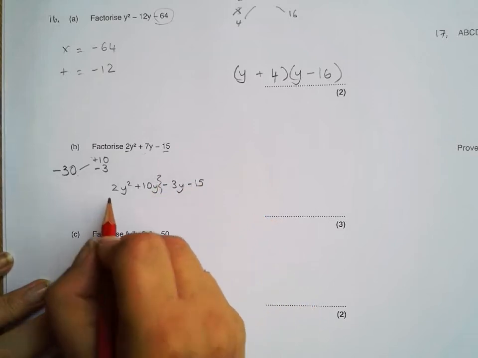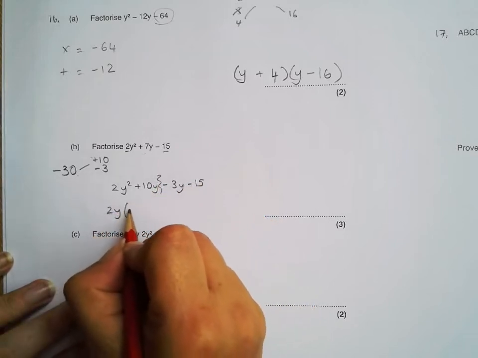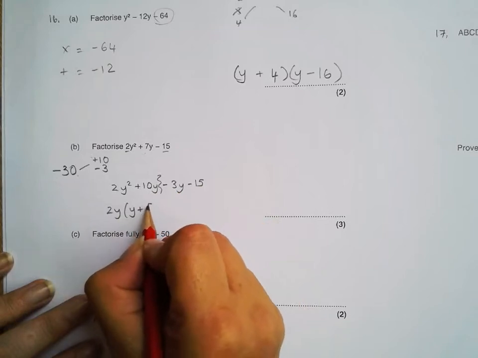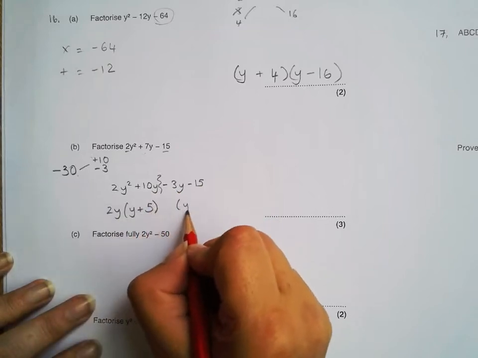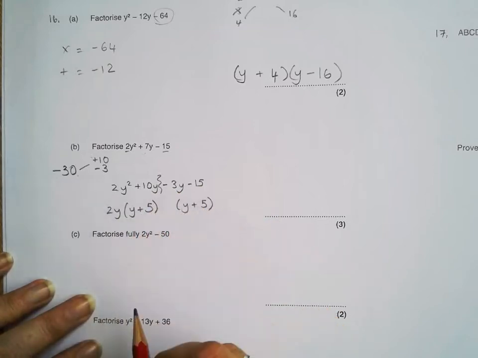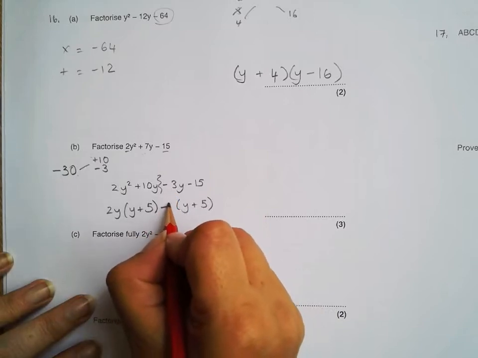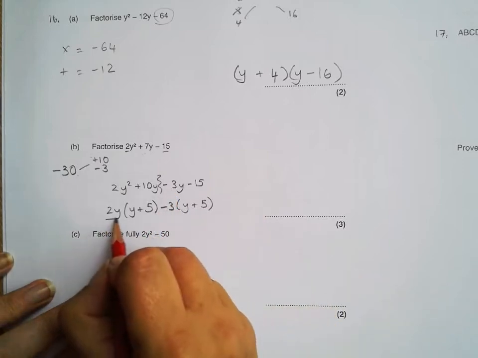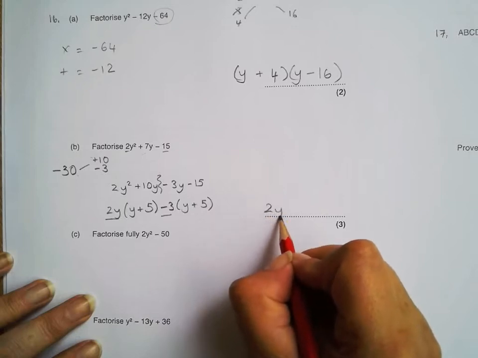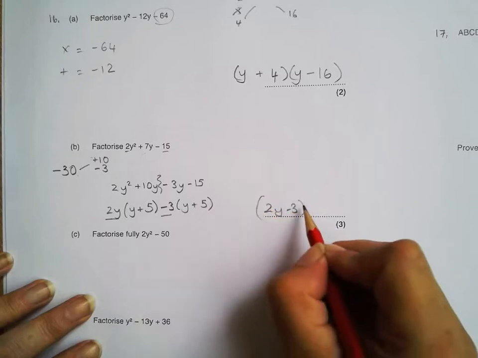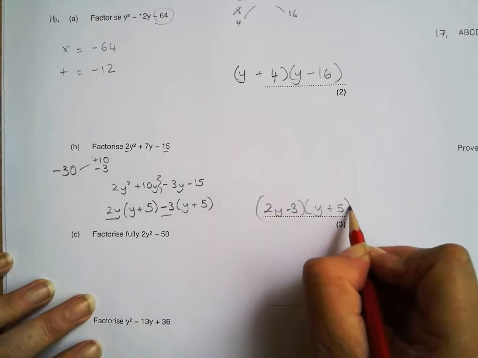Do the squiggles. I can take out a 2 and a y, leaving me with y plus 5 in there. This bracket should also be y plus 5, so I'm going to take out minus 3. And then to finish it, 2y minus 3 goes into one bracket and y plus 5 into the other.